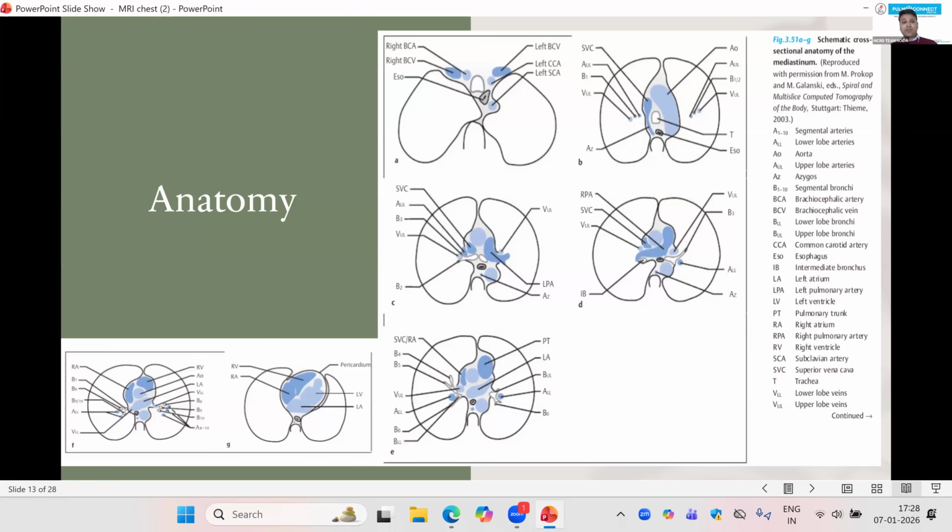So this is the anatomy. I think you'll want to take a picture of this slide, because it's very easy for you to compare the short form with the full form on the right hand side. For example, the esophagus, subclavian artery, and everything is beautifully labeled there. You can take a picture of that.